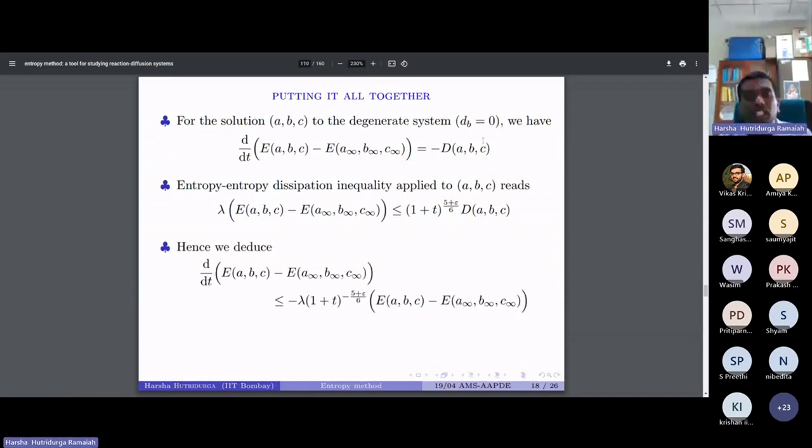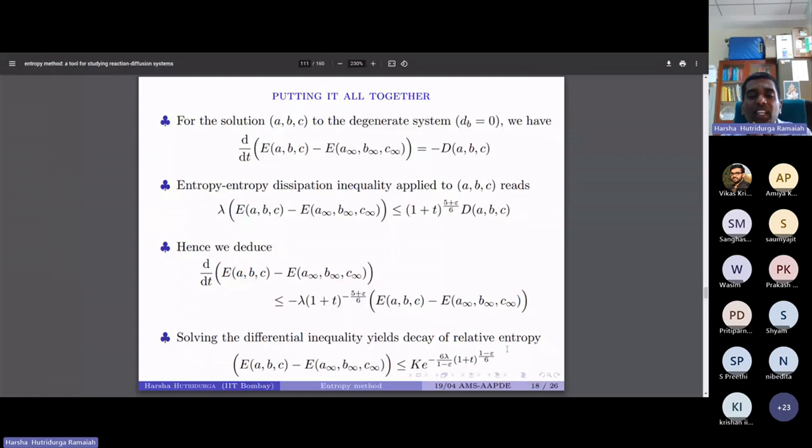Now, if you club these two things together, you will essentially get to the stage where you can apply Gronwall again. So you have that the time derivative of the relative entropy is bounded from above by minus lambda times 1 plus t raised to some power times the relative entropy. And again, you apply Gronwall's lemma and you show that the relative entropy decays. Now, please note that the decay is not exponential in time, but sub-exponential, because this is e to the minus some constant times t raised to the 1 upon 6. So this is sub-exponential decay, okay, in the degenerate case.